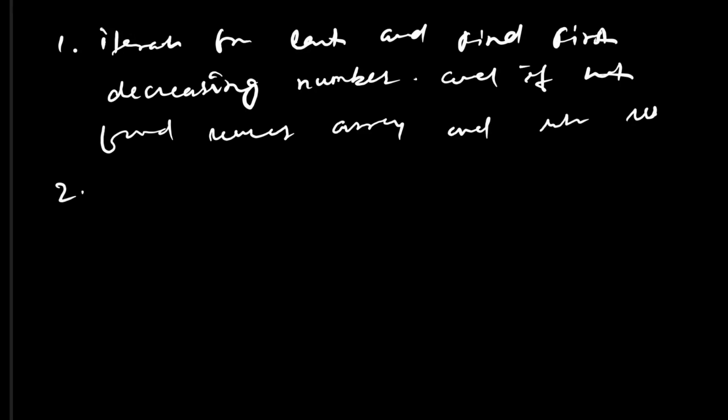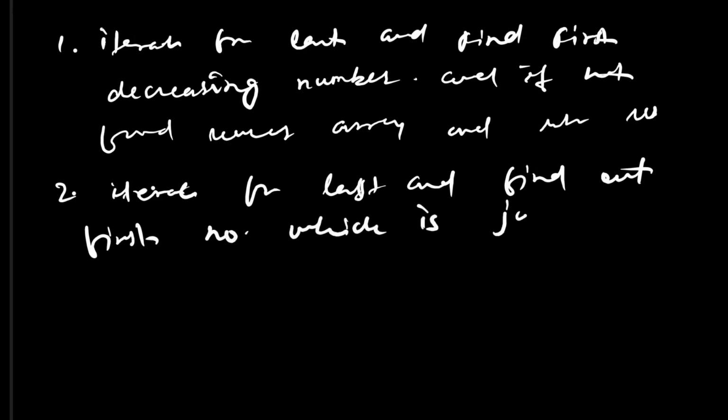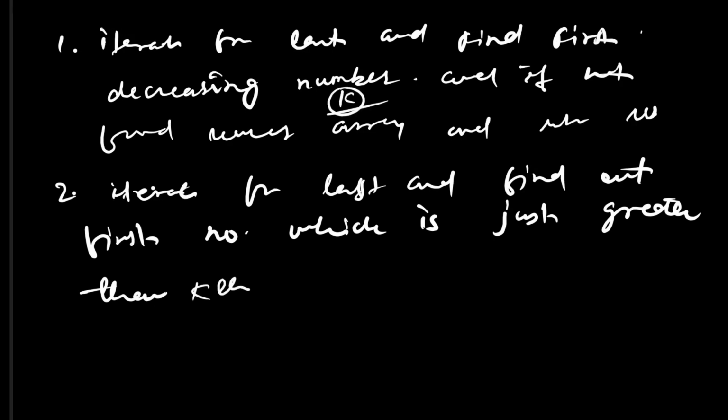Then after finding the first decreasing number, we have to iterate from the last again, and find the first number which is just greater than it. Let's say it is the kth number, we marked it as the kth number. Okay, we find the number at the kth position.